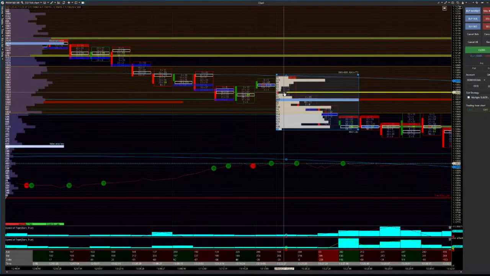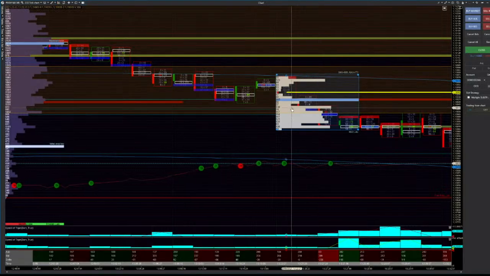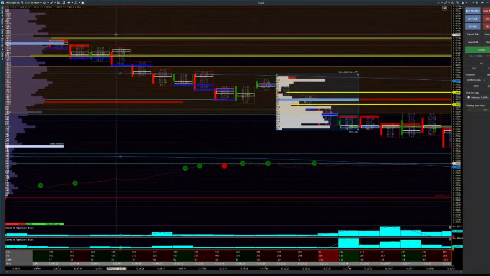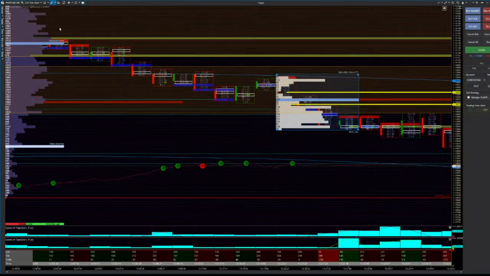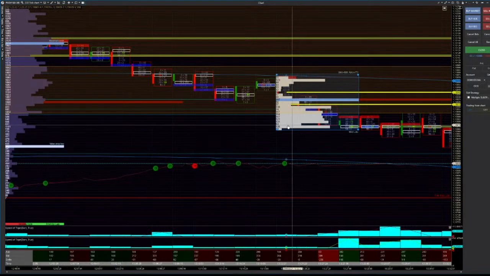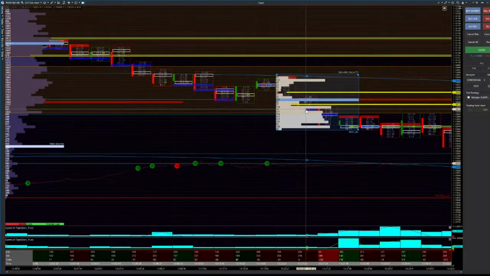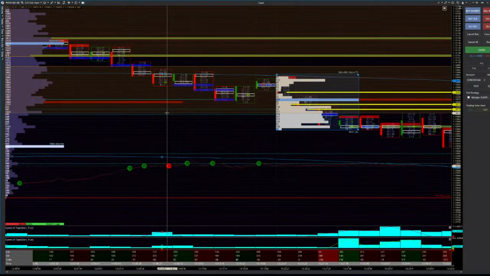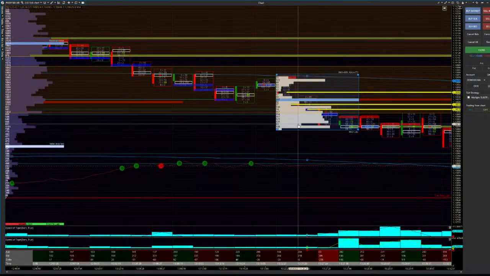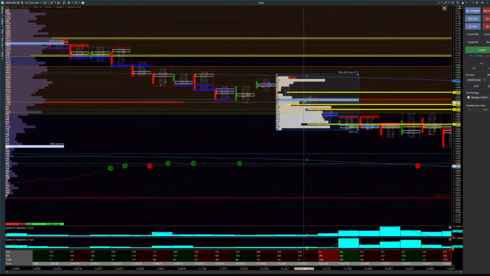I can set several entries. If I'm going to trade several contracts, I can divide my entries into different volumes. So that's another good strategy that you can use. All right, so we can see the empty spots that we have found.